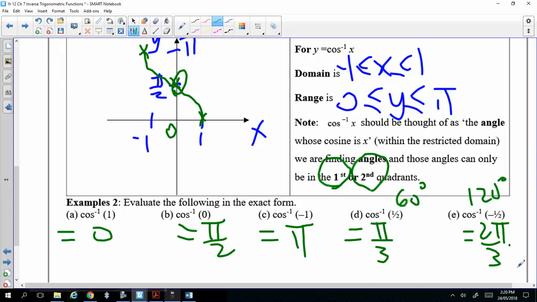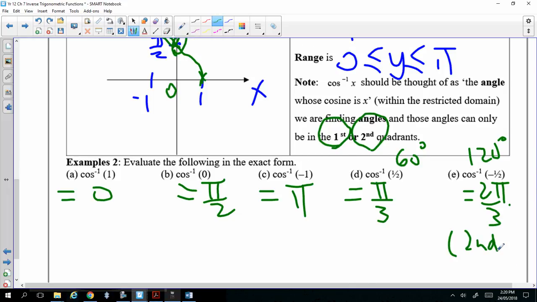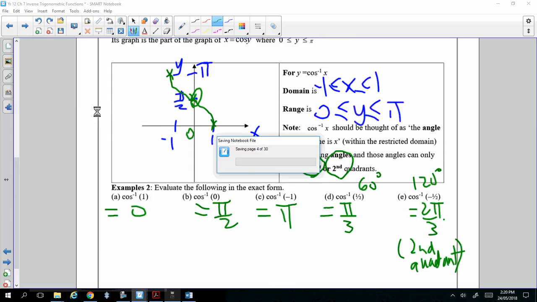Okay, good. After that, we're done. Then we just have to do the tan inverse. Any questions before we continue? All right. Flip over, then you get the tan inverse. Have a think.